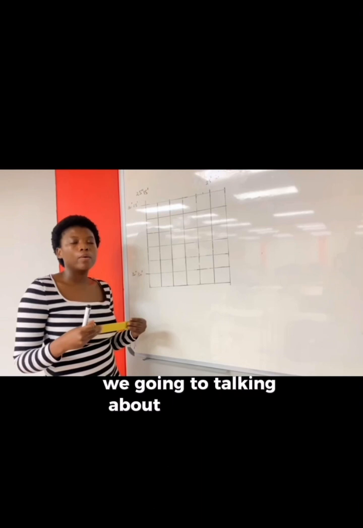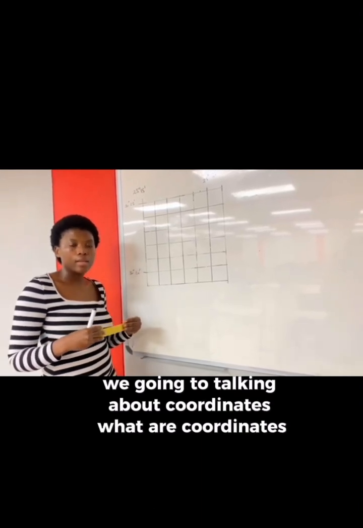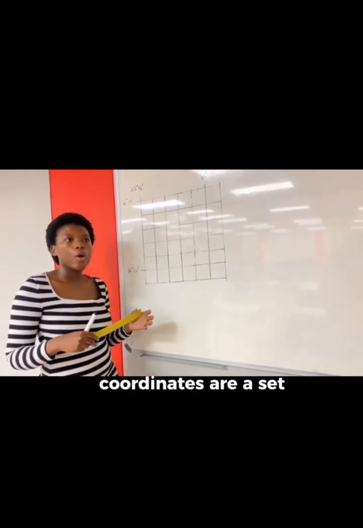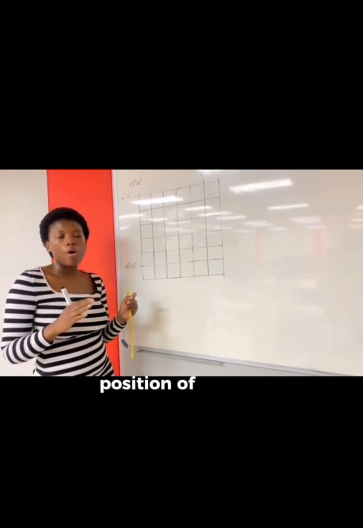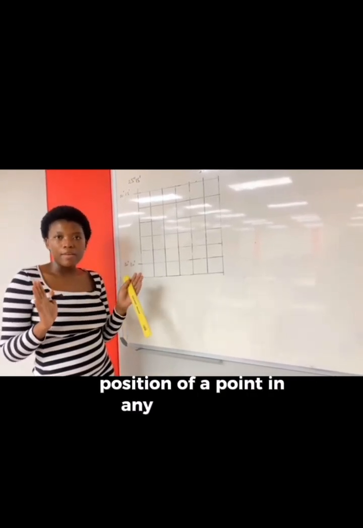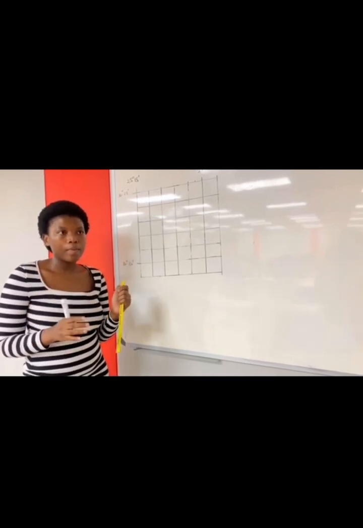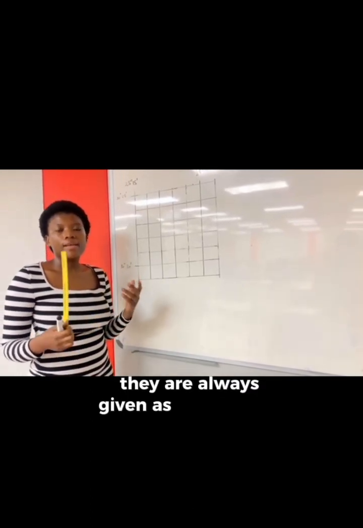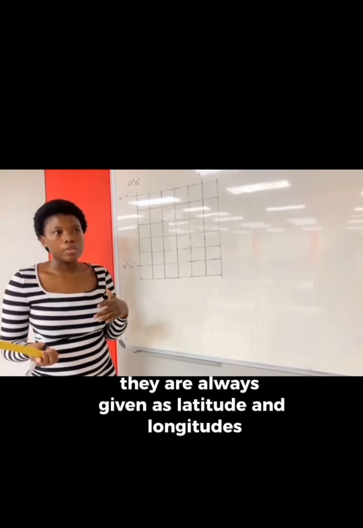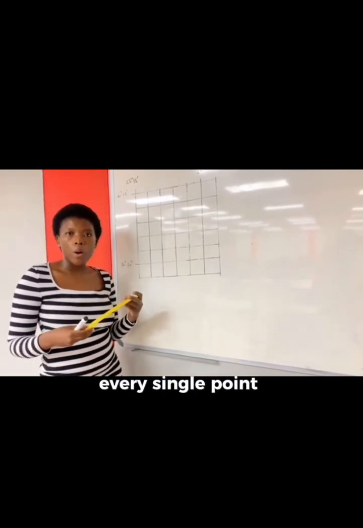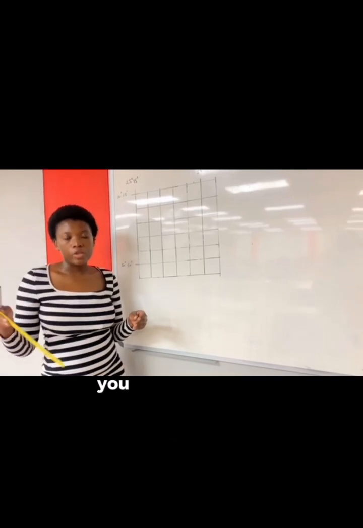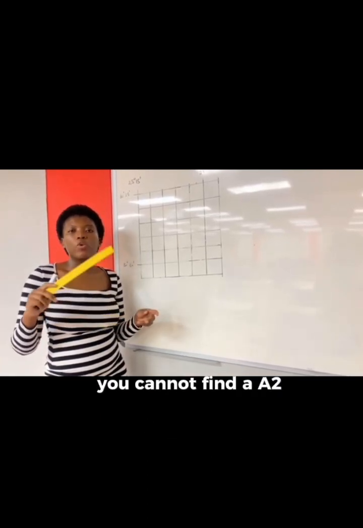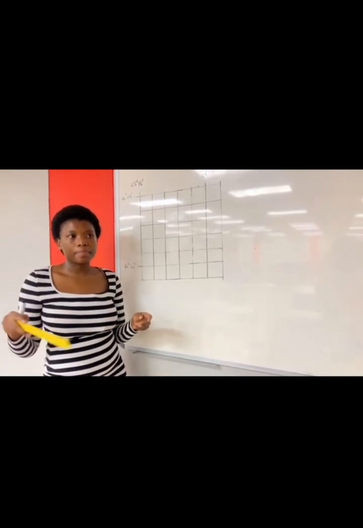We're going to talk about coordinates. What are coordinates? Coordinates are a set of numbers that indicates the exact position of a point anywhere in the world. They are always given as latitude and longitude. Every single point on the earth has a unique coordinate. You cannot find two points with the same coordinate.